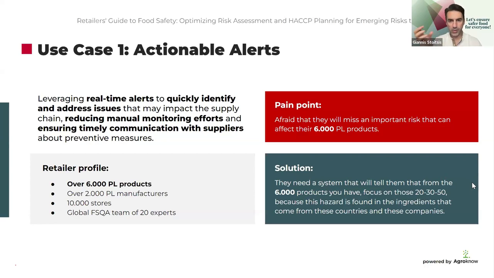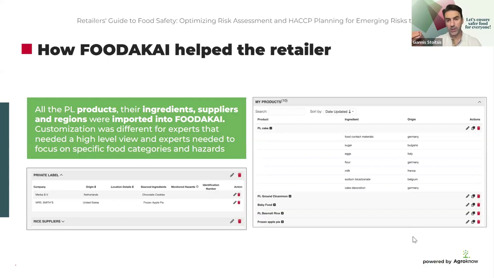So let's see how in such a use case a system like Futakai can help the retailer. The first step, if we want to provide such a solution and cover the need that I just described, is to import in the Futakai system all the private label products with their ingredient suppliers and regions. Then the customization can be different for experts that need a high level view of the risk of their supply chain, but also for experts that need to focus on specific categories of PL products and on specific hazards. So it's a highly personalized approach that we are following here.